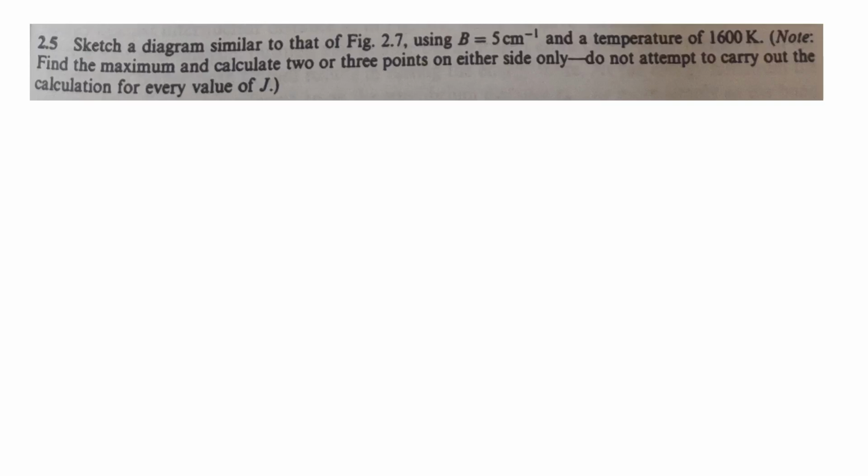This question says: sketch a diagram similar to figure 2.7. Figure 2.7 from Banwell's book was a sketch of population versus rotational levels, or rotational quantum number. So what they wanted us to do is, using rotational constant B equal to 5 centimeter inverse and a temperature of 1600 Kelvin, sketch that diagram.